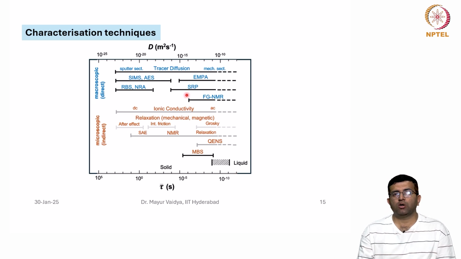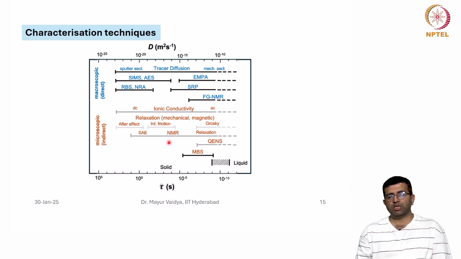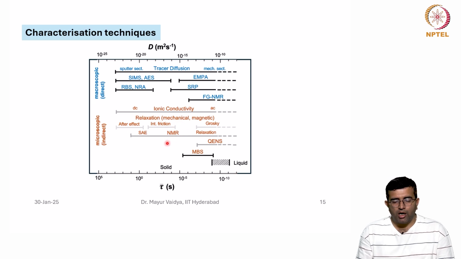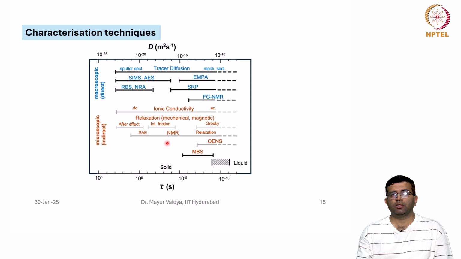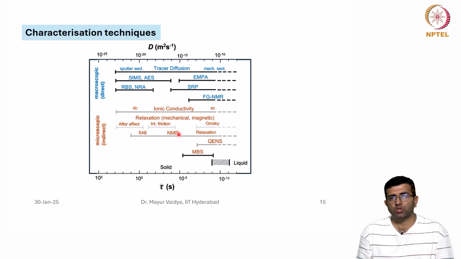We also saw the NMR method, which comes both as a direct and an indirect method. So, FG NMR is a direct method, whereas there are some NMR methods based on relaxations which come under the indirect methods. We also saw the methods which make use of mechanical relaxations or magnetic relaxations, the internal friction, and hence these are indirect methods used to understand the diffusion coefficient.